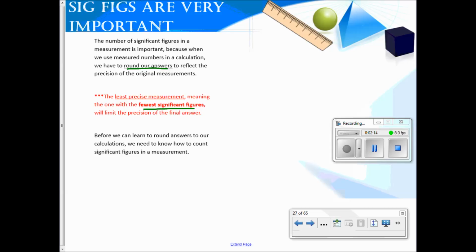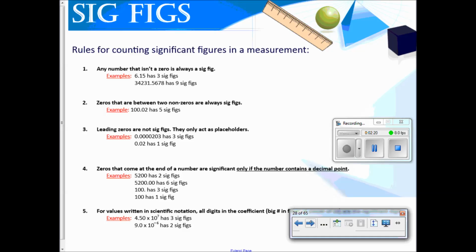So first what we have to do is be able to look at a number and tell how many significant digits that particular number has. So here are the rules for counting significant figures. I'm going to explain each one of these. You're not going to necessarily be asked to write these rules, but you do have to be able to use them. So the first rule here says any number that isn't a 0 is always significant. So any digit between 1 and 9 is always significant.